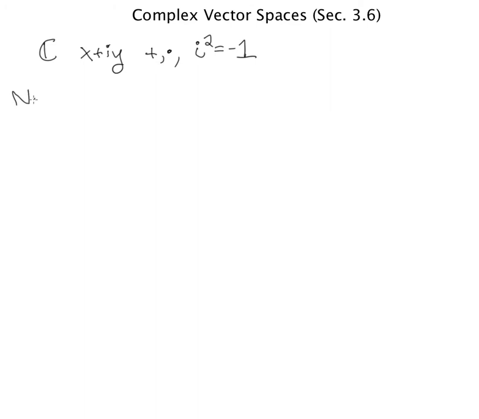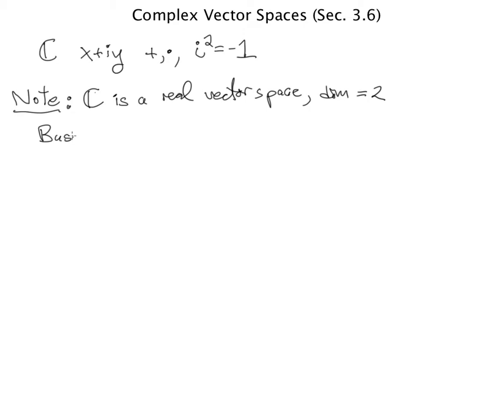And in the context of linear algebra, it's relevant that the following thing is true. You can think of C as a vector space. C is a real vector space, and its dimension is 2, right? And its basis is the real number 1 and the complex number i.